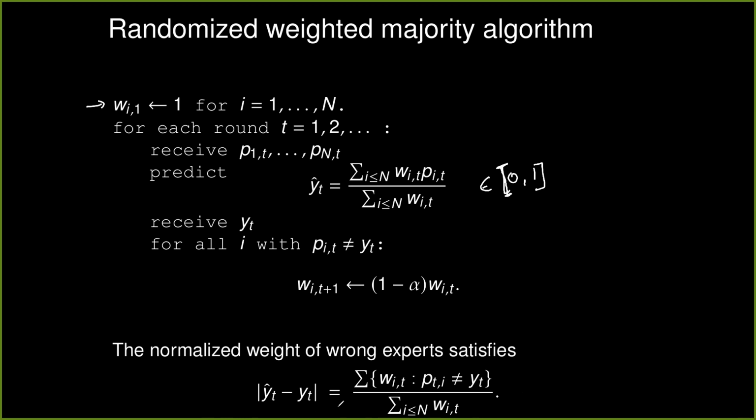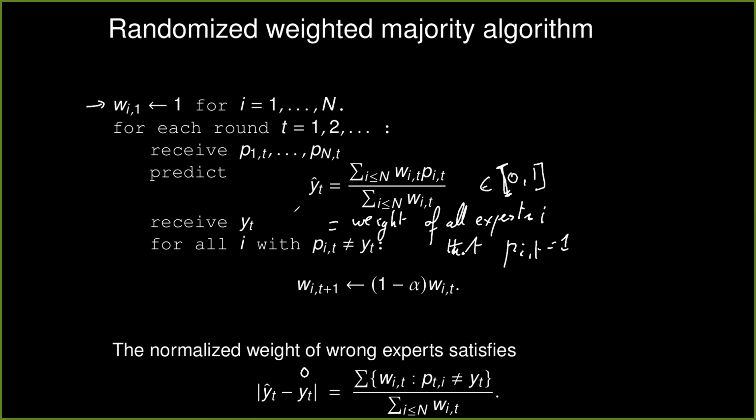Do you see why this is true? A few people see it. So just think about the two cases. Imagine that the true label is 0. Then the loss we incur is given by, okay, what is y hat? Y hat is the weight of all experts i that say 1, that is, p i t equals 1.